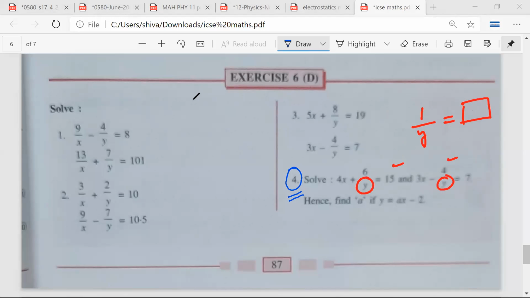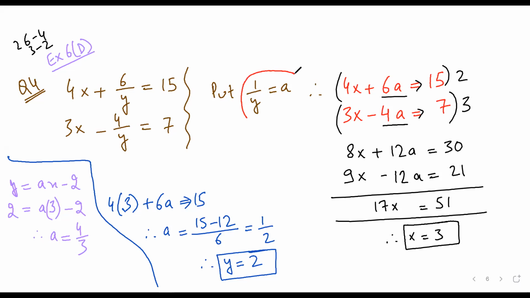Basically, this is what I'll do. I'll only put the value of 1 upon y to be some other variable, that is a, so that this equation reduces to this, and this equation reduces to this. Mr. Rudra, any doubt? No, sir.